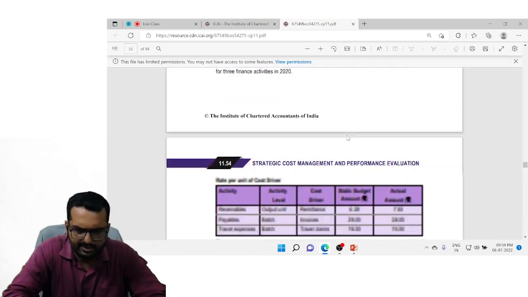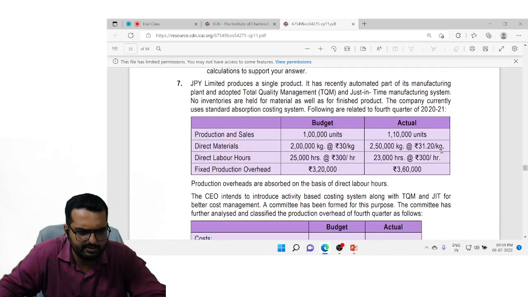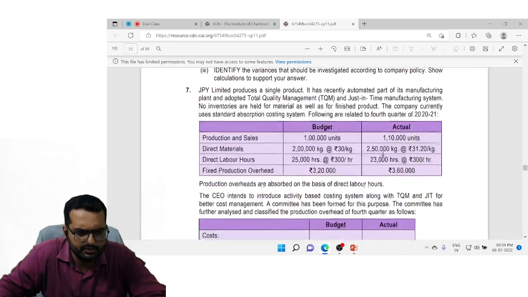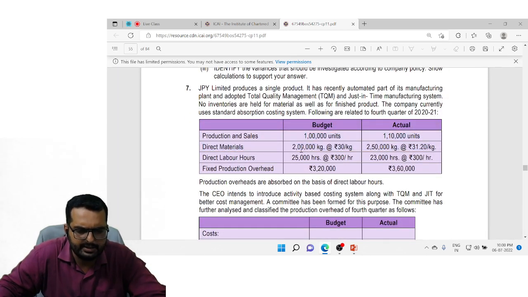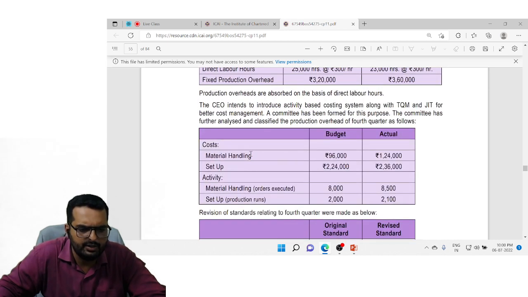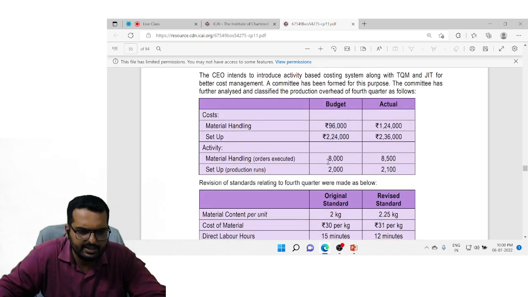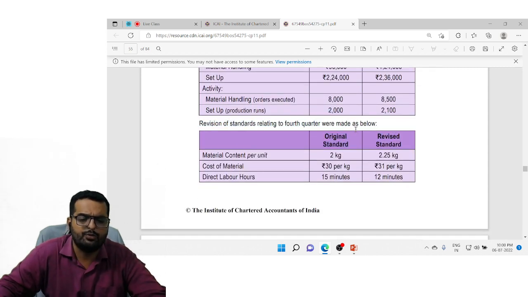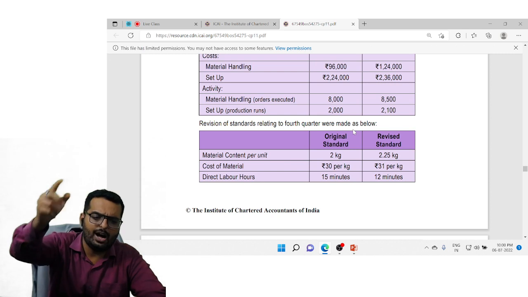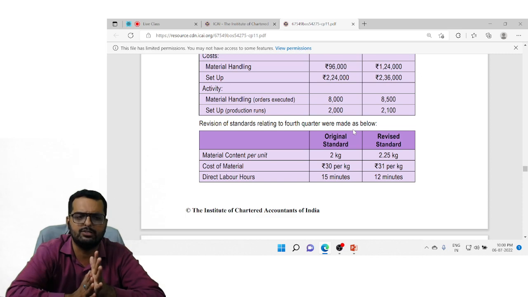Let's take question number 7 now and let's try completing that also today. I think we'll be done with ABC today itself. Okay, now just read through this question. You have the budget, actual material is given, labor is given, fixed production overheads is given. For the overhead, they have given the breakup. For the 3,20,000, this is the breakup, and here they have given the activity and they have given revision of standard. So, friends, you have RSQ, RSP also in this question. Apart from that, you are having activity based costing also.